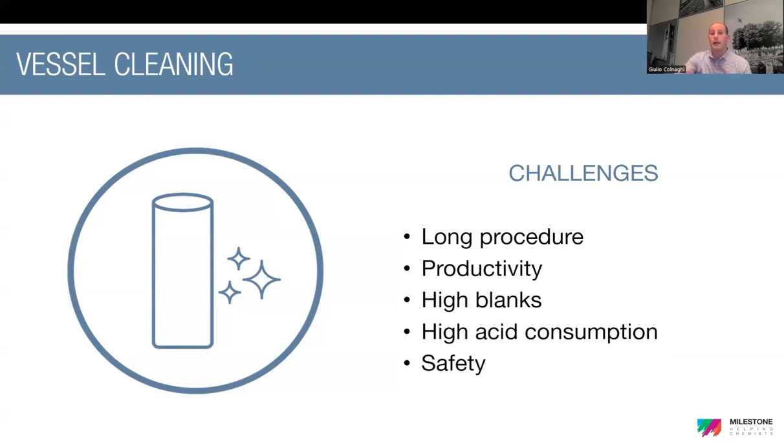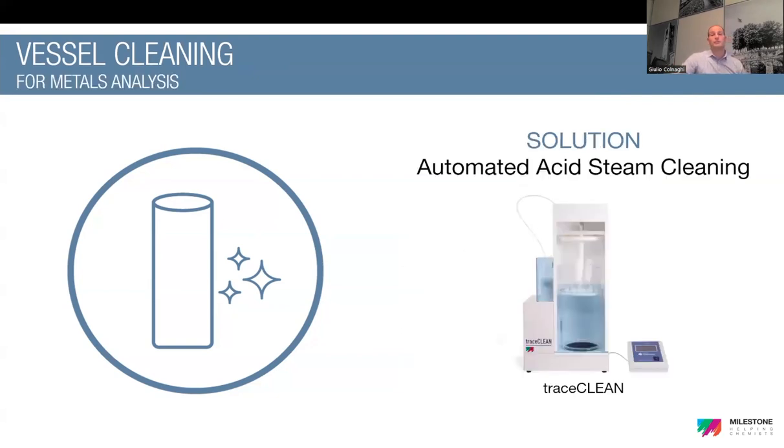Plus, you can have a high volume of acid used to perform only the cleaning cycles or in the acid bath. And when you deal with an acid bath, you also expose the operator to some safety concerns due to the volume of acid that is used. A good way to address this issue is to use an automated acid steam cleaning system that can perfectly fit in the metal analysis and enables an efficient cleaning of our vessels, of our glassware, and doesn't expose the operator to any safety concern.